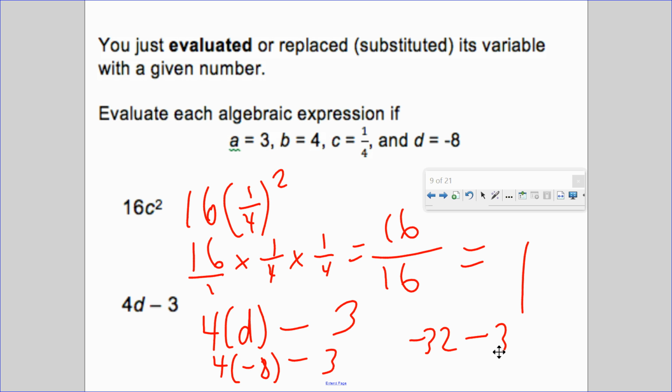Minus 3. Do we still remember how to subtract integers? Remember something called adding the opposite? What's the opposite of 3? -3. That's -35.